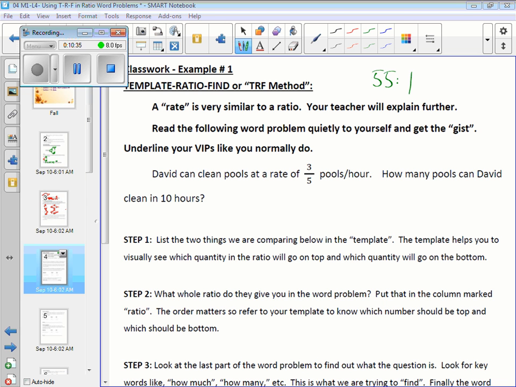What's my given rate, my given ratio or given rate? Luke: 3 to 5. And comparing what? 3 to 5 what? Pools per hour. You got it. Circle that. That's my given rate. We're going to need that when we put this into the template.